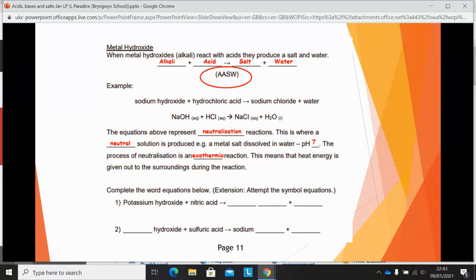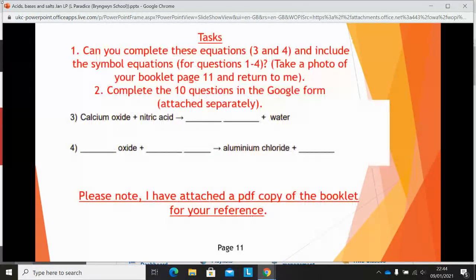Okay, so 2 questions at the bottom of this page. In fact, there are 4 in total, but I'd like you to complete the other 2 yourself. Potassium hydroxide and nitric acid will give us potassium nitrate and water. Sodium hydroxide and sulfuric acid will give us sodium sulfate and water again. Okay, so you know the format. What I'd like you to do is complete question 3 and 4 in your booklet.